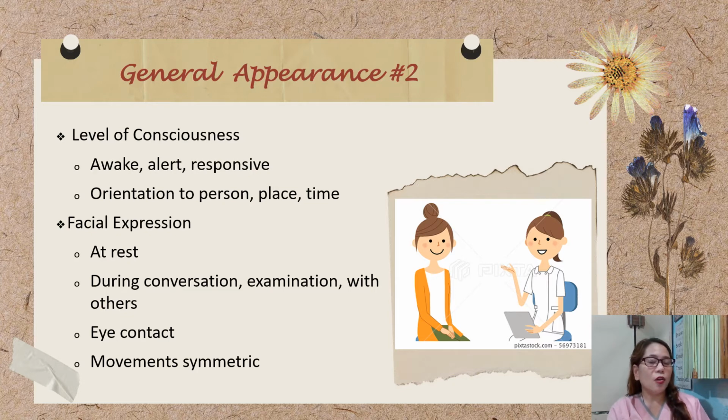And then you check or assess also the orientation to person, place, and time. How will you do this? Maybe you can ask Mrs. Chase, what is the name of your father? Okay, how about your mother? Okay, so can you tell me where are you right now? Or where do you live? What is your address? Okay, so can you tell me the time at this moment, or what is the date today? So those are examples of the questions that you will ask Mrs. Chase.